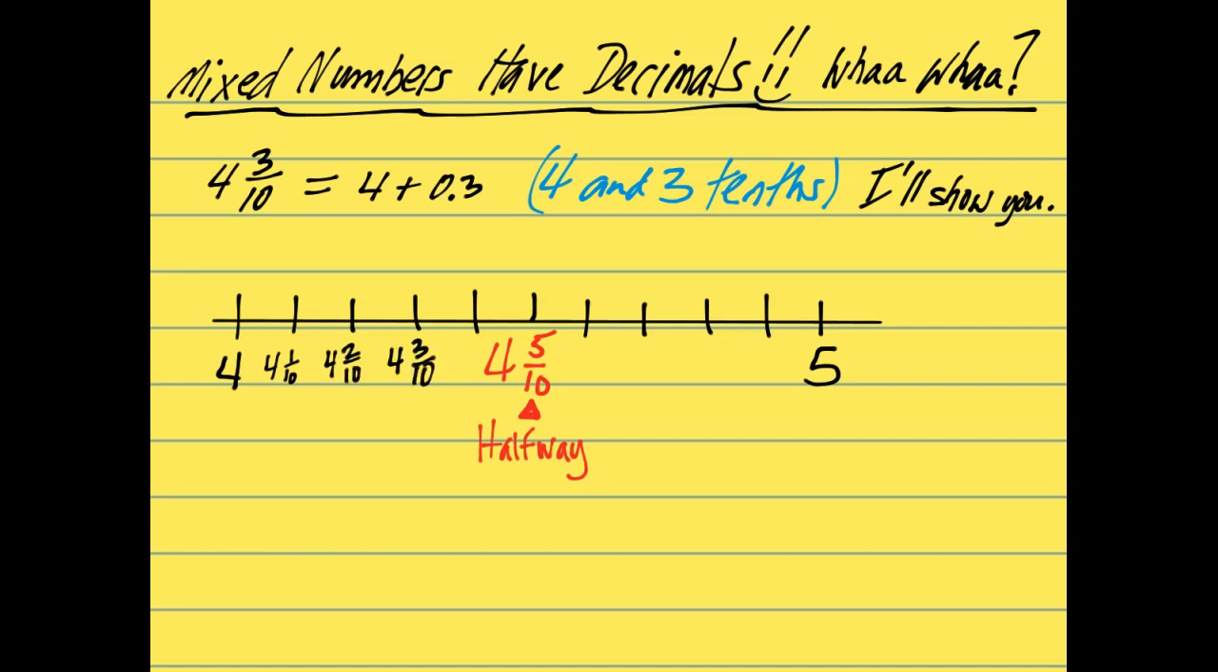Now, I'm going to count up: 4 and 1 tenth, 4 and 2 tenths, 4 and 3 tenths in fraction form, so you can see that because you know your fractions. And then I'm going to show the corresponding, a big grown-up word that means those two are linked together. So I have 4 and 1 tenth as a decimal, 4 and 2 tenths as a decimal, and 4 and 3 tenths as a decimal.